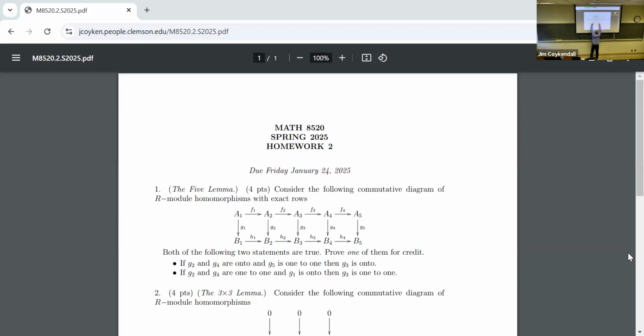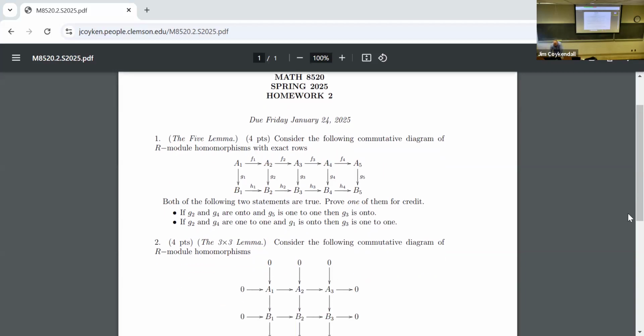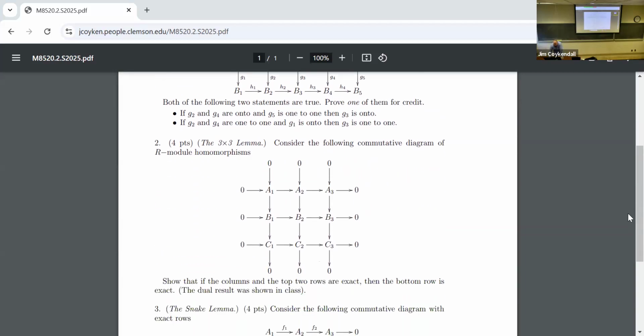If G2 and G4, these two animals here, are onto, and G5 is one to one, then G3 is onto. Right? So onto, onto, one to one means that the middle one is also onto. And the dual result is if these two are one to one and this one is onto, then the middle one is one to one. And it's a diagram chase, and it's a lot of fun. So I'm going to give you an example of how to do some of this. I'm going to do the short five lemma for you.